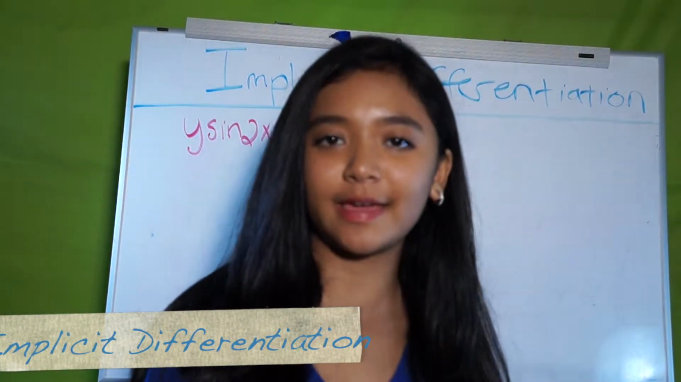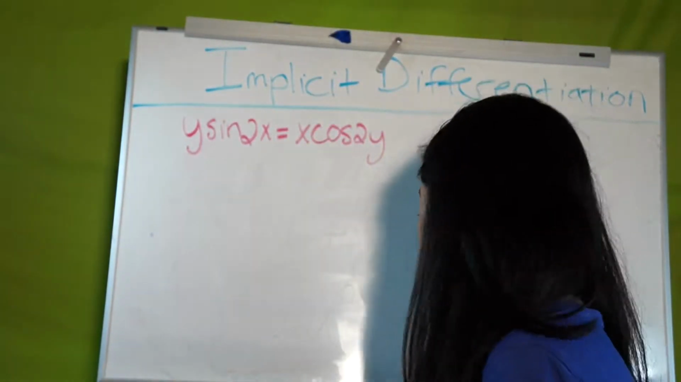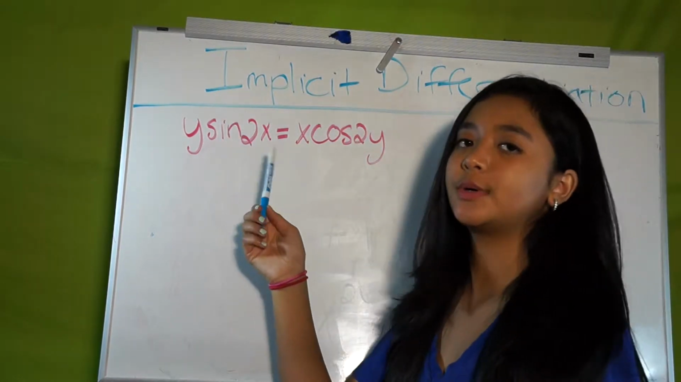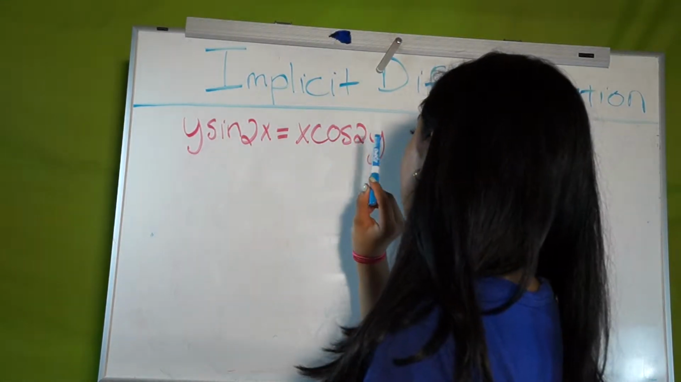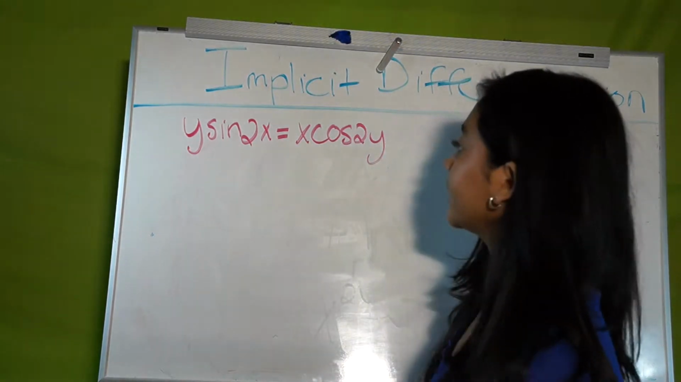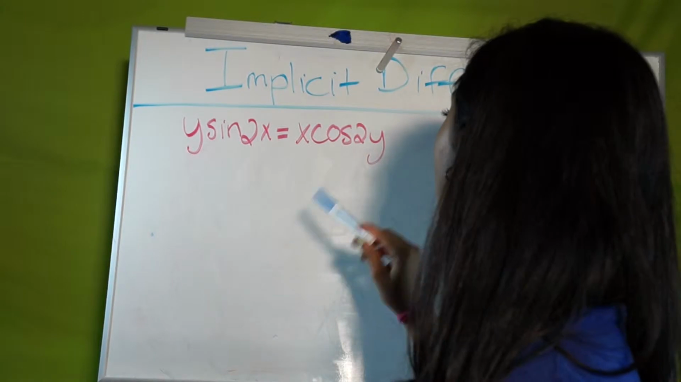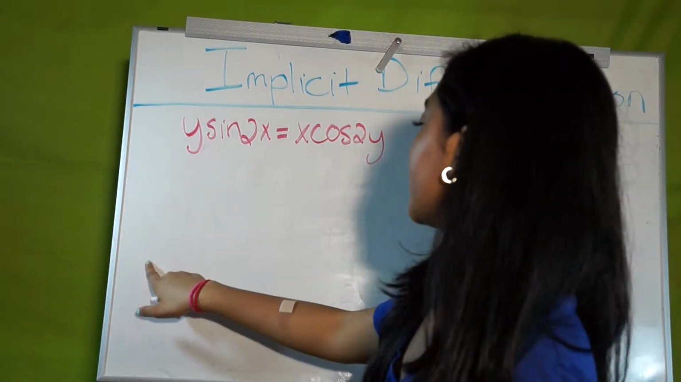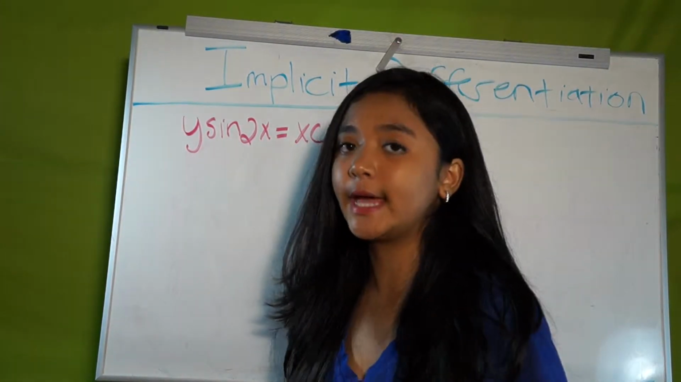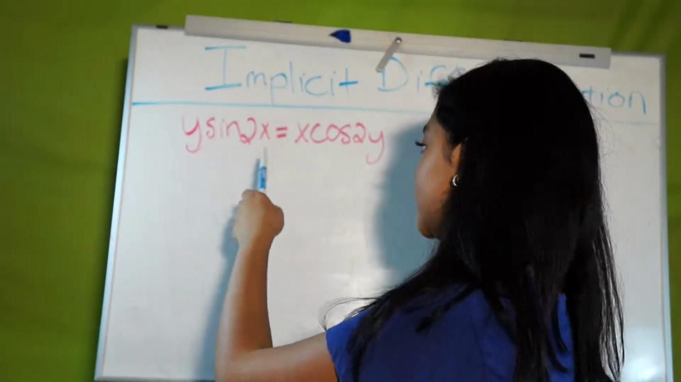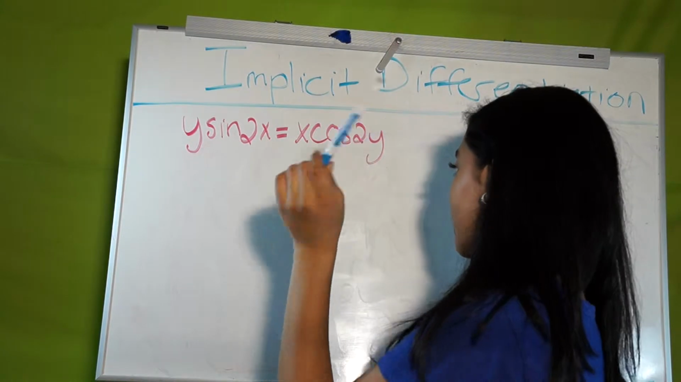Everyone, today we will be doing implicit differentiation. As you see, we have this problem: y times sine 2x equals x times cosine 2y. And yeah, this is the nasty one. Hopefully it'll come out clean. No, actually it will come out really nasty, but I'm going to help you conquer this nasty thing.